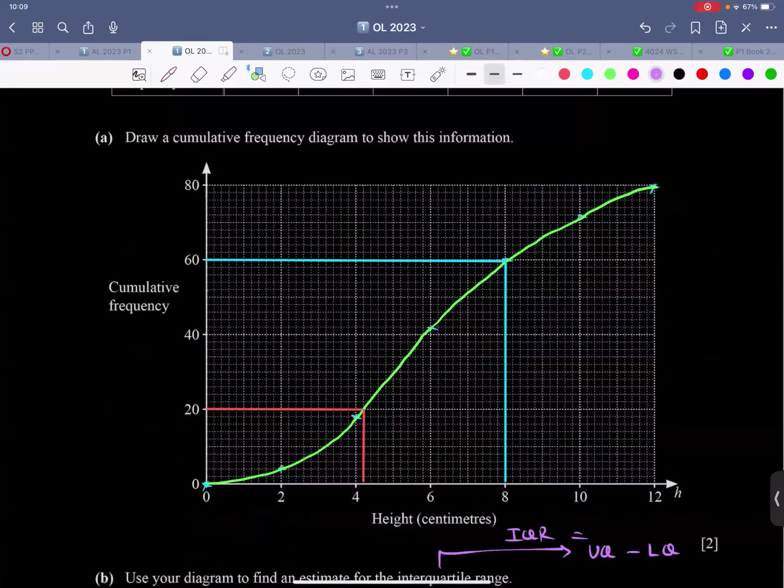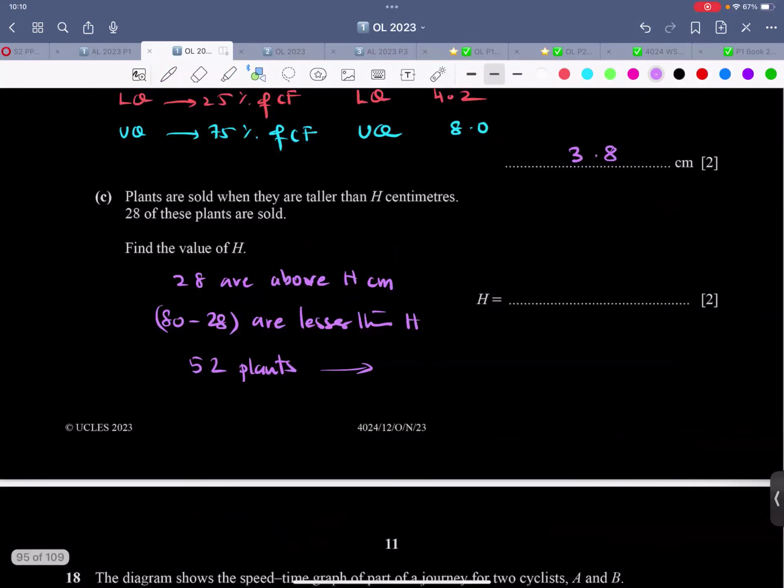So this is 40, this is 50, this is 52. Let me draw the line. So this is 52, that is over here. Touch the graph and read off the value. So this is 6, this is 7, and this is like 7.1. So therefore, the answer is 7.1 centimeters.